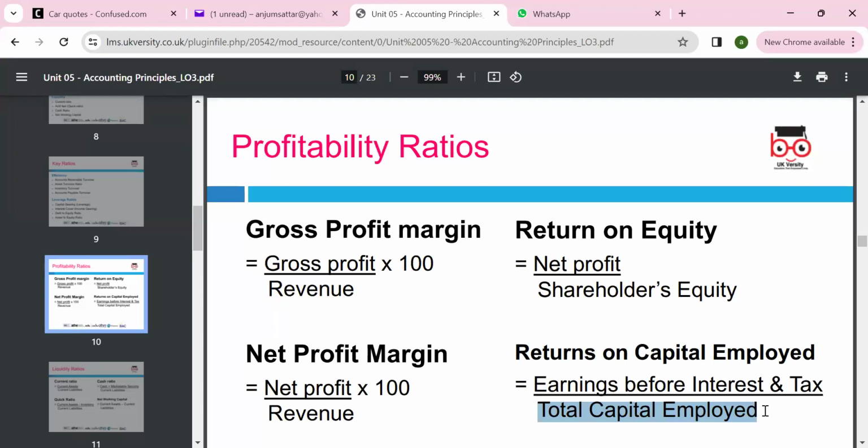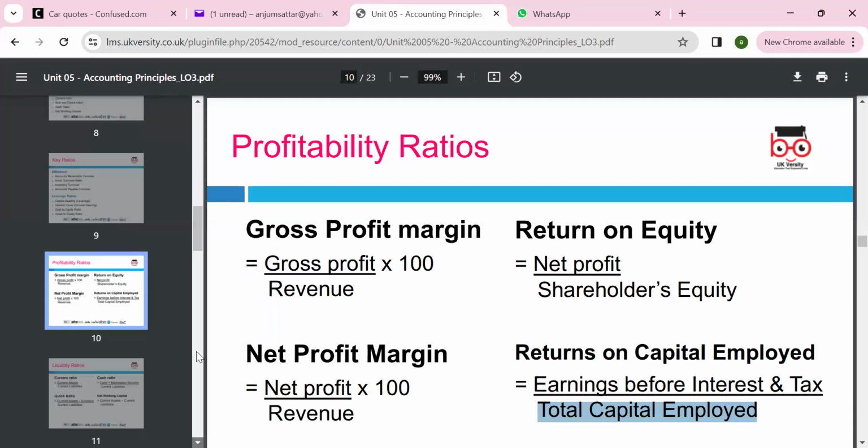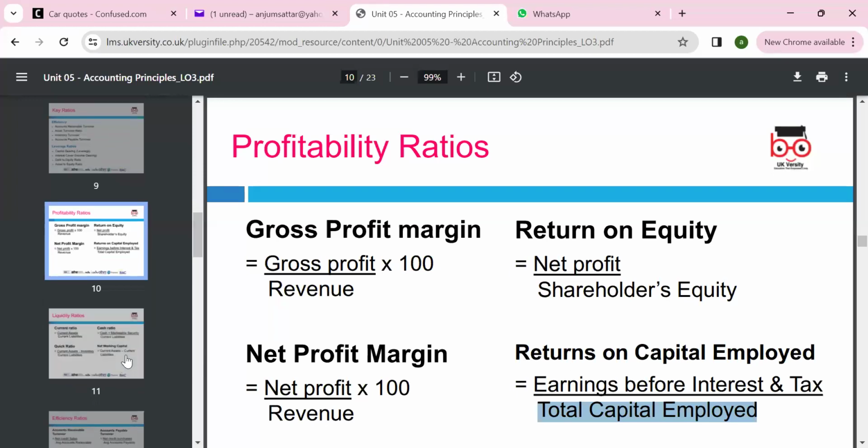If your house is worth 100,000 and you paid 50,000, your total equity in the house is 50,000, and the other 50,000 is your liability. So 100 minus 50 liability, your net asset is 50,000. So 50,000 is your capital employed. Employed means used, yes? Okay, great.